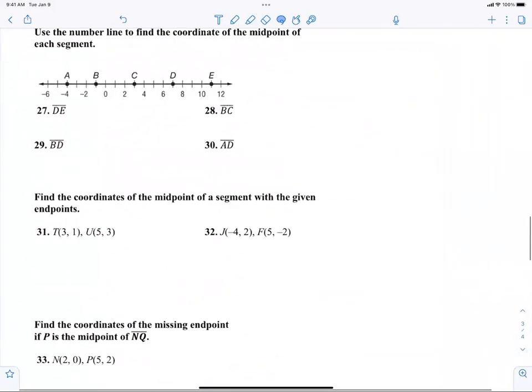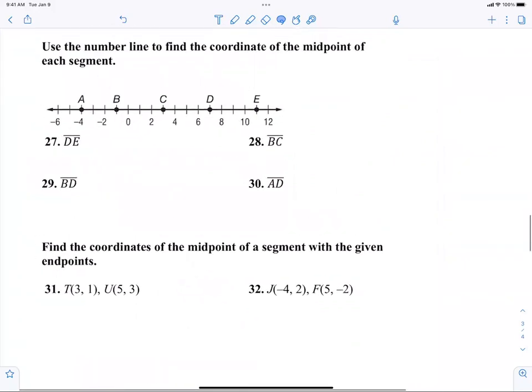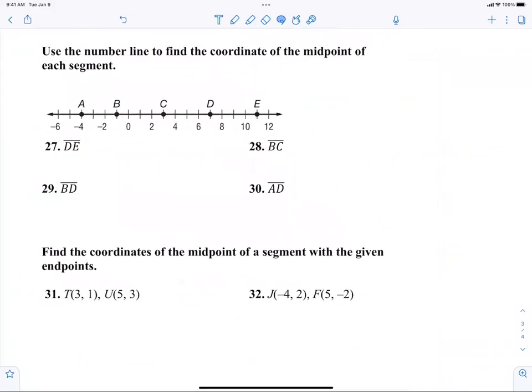Okay. So now I want to find the midpoint. What do you think midpoint means? The middle, right? Obvious. So if I'm looking at DE, right now, the question is, I'm agreeing with you that 9 is the midpoint.